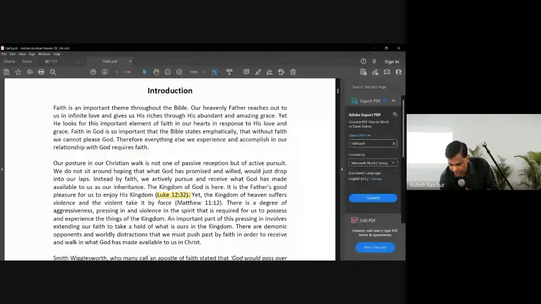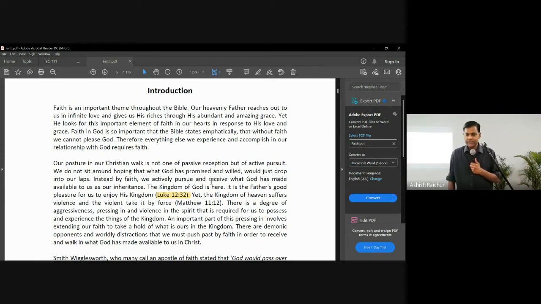Let me see if I can share my screen also with those of you who are online. And if that can be of use too. Yeah. So we're talking about Luke 12, 32. Right? So in Luke 12, 32, Jesus makes a very interesting statement. Oh, I'm not sure, maybe something's wrong here, but anyway.